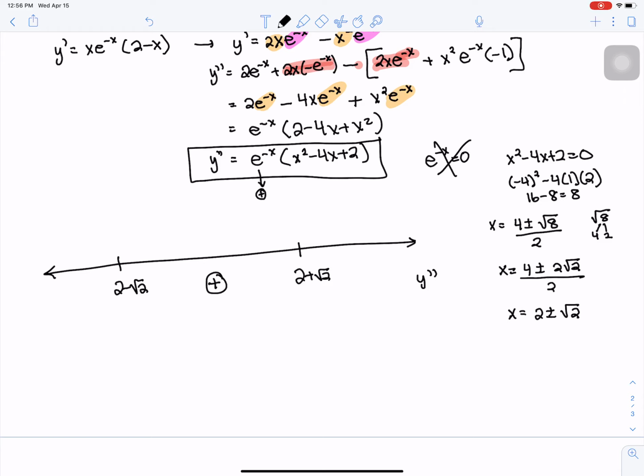Now 2 plus root 2 is approximately 1 point something. So when I choose my number here, I'm going to choose something like 5. 5 squared is 25. 25 minus 20 is 5. 5 plus 2 is 7. So that's going to be also a positive value.